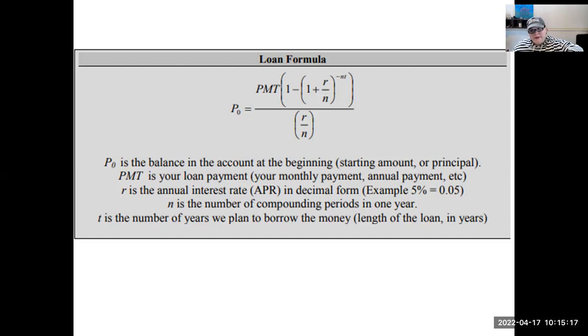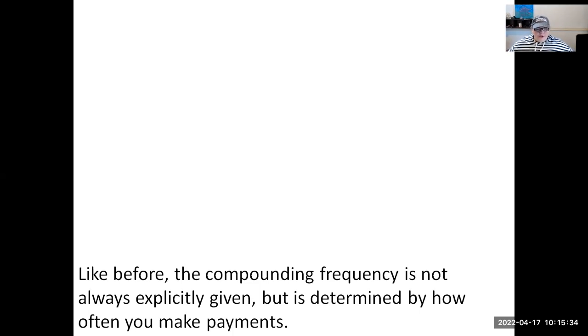Are you making your payments monthly? Then your N would be 12. If you're making your payments annually, then your N would be 1, quarterly, 4, and so on. We've talked about this before. T is the number of years that you plan to borrow the money for, whatever loan it is, and it's in years. All right. So like before, the compounding frequency is not always explicitly given. So it's determined by how often your payments are made. Just what I discussed. Okay.